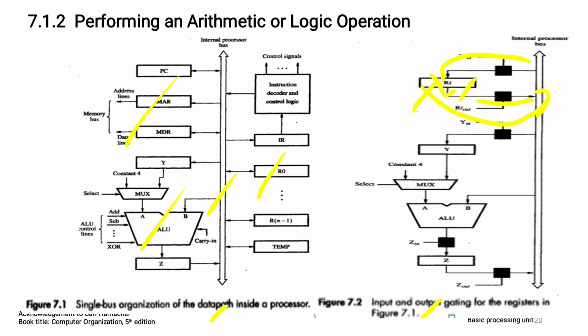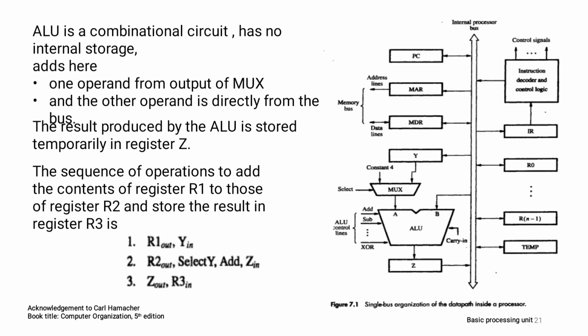Next, how the arithmetic or logical operation actually takes place inside the processor, that we shall discuss. The arithmetic logical unit is a combinational circuit, meaning it is made up of gates. It doesn't have any memory elements. So it is given one operand from the mux. Another operand is directly given from the internal processor bus. The result generated by the ALU is stored in temporary register Z.